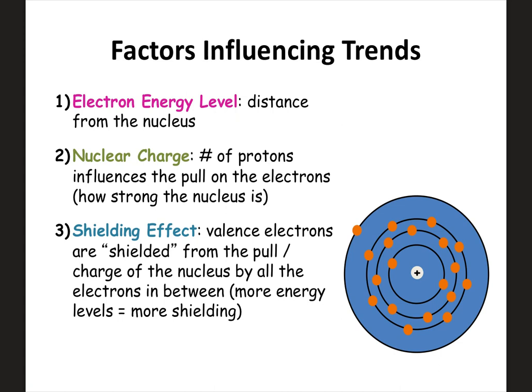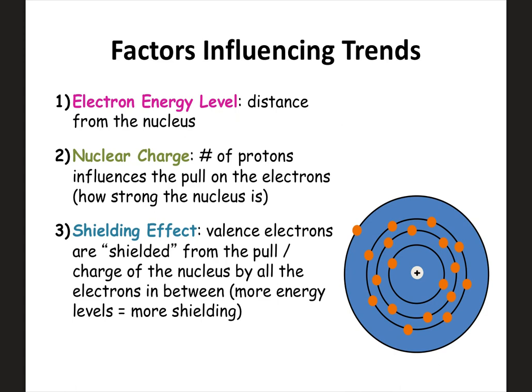So the first thing is your electron energy level. How far you are from the nucleus is going to be an important factor that might impact these trends. Remember on the periodic table, we go from energy level 1 at the top, and then as you go down the rows, you go all the way up to energy level 7. So that's going to be important here.